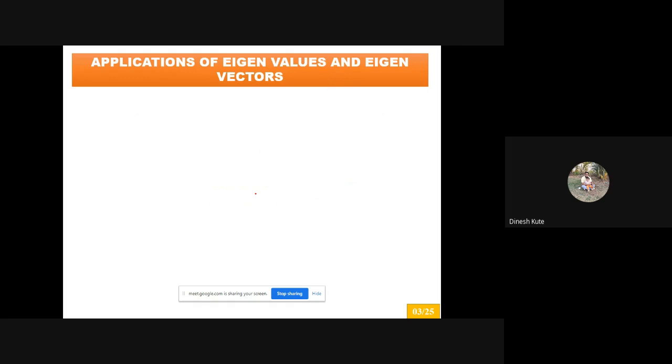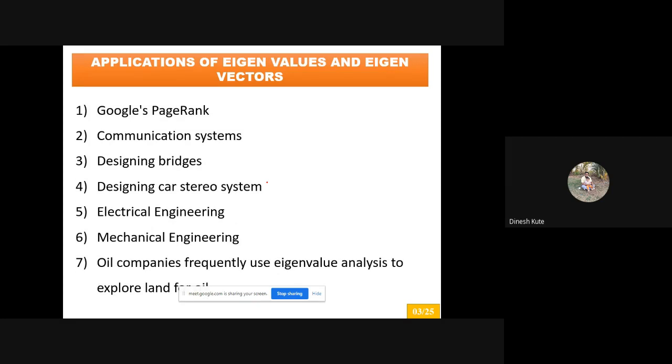I think Sushma also explained some of the applications of these eigenvalues and eigenvectors. Also here I have added a few more applications. But not only this, there are actually many applications of these eigenvalues and eigenvectors in almost every domain. One of the famous applications is Google page ranking. This algorithm is totally developed using this eigenvalues and eigenvector concept.